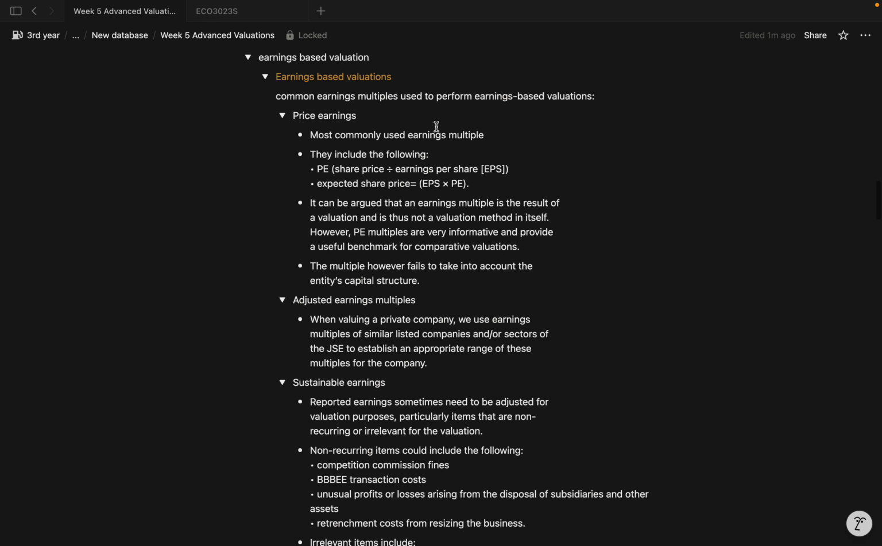So earnings-based valuations. So this is just about the different ones. So you get price earnings, so that'll be things like the PE. This isn't super important for the test.